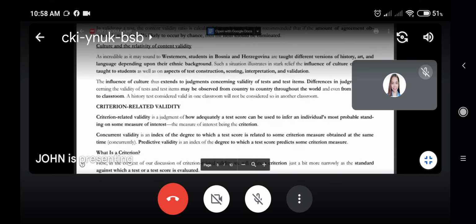So, may tanong regarding content validity? So far pa wala po, sir. So far.